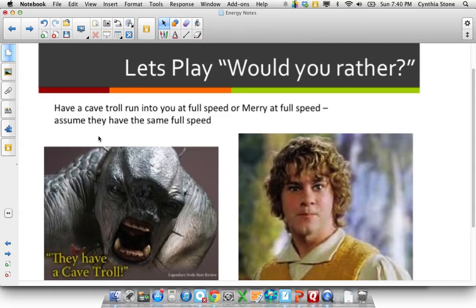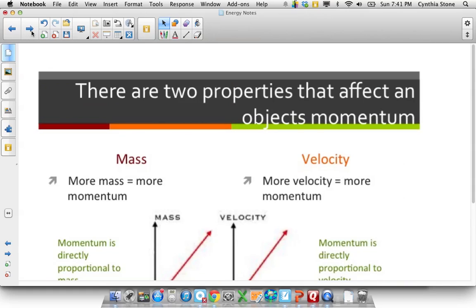what if it was Mary at full speed and a cave troll at 0.001 meters per second, like barely sauntering? Probably it'd be worse to be run into by Mary if he was going full speed and the cave troll was going itty bitty, besides the fact that he might eat you. But other than that, just the collision itself wouldn't be that awful, right? And the reason is that mass and velocity play together into giving you something called momentum, right? And that's all it is.